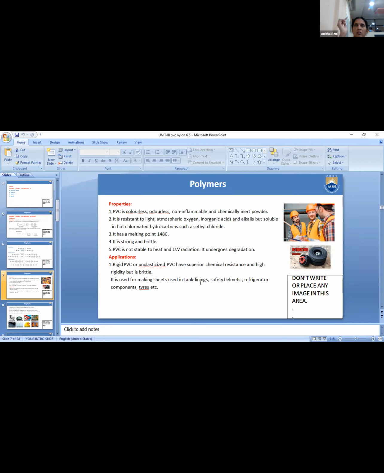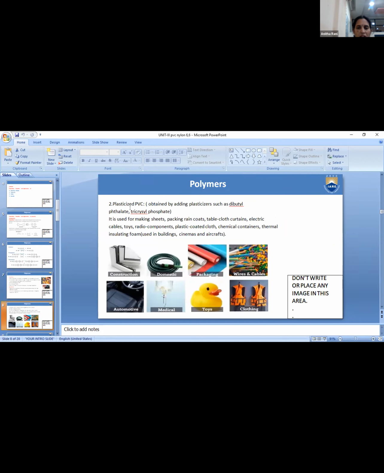Take any chemical tank; inside that tank, the lining is arranged like a sheet, made of rigid PVC. We also make safety helmets, refrigerator components, and tires from rigid PVC. So these are four examples of uses of rigid PVC: sheets used in tank linings, safety helmets, refrigerator components, tires. Next, plasticized PVC.